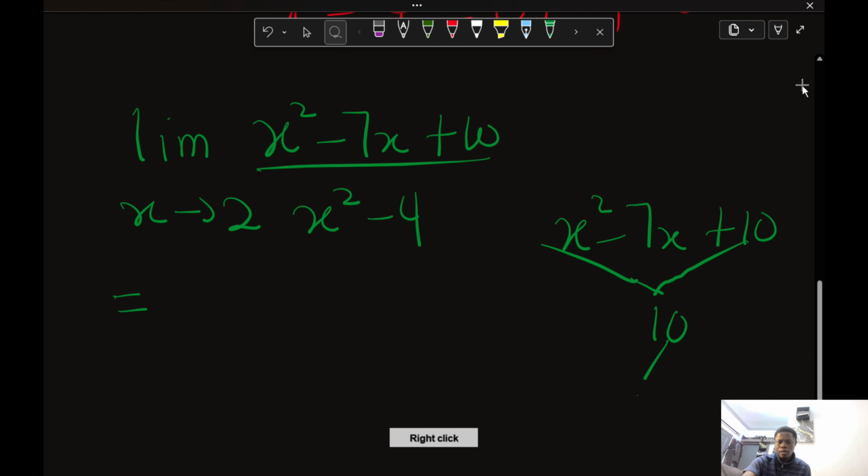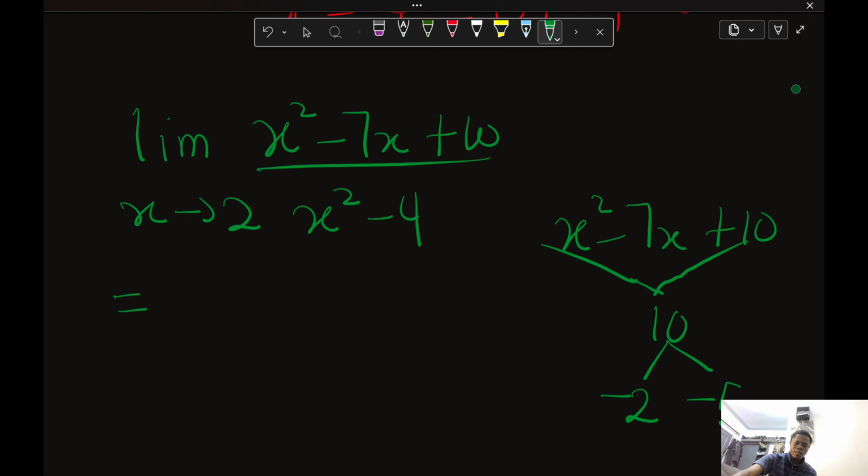Then find two factors of 10 that when you multiply, you get a value of 10, but when you add, you get negative 7. So it's going to be negative 2 and negative 5. Negative 2 times negative 5 will give us positive 10, but negative 2 plus negative 5 will give us negative 7.